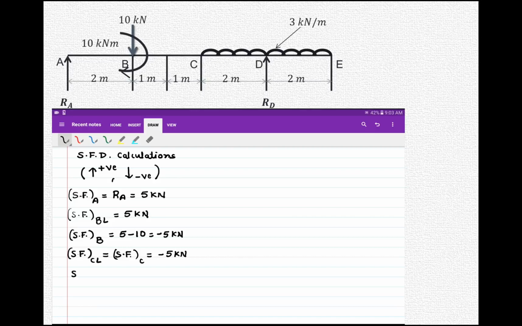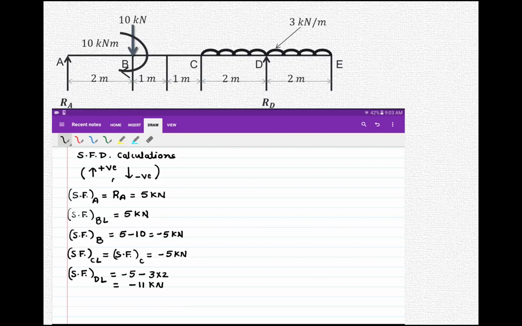Then shear force at D left, we have to take into consideration the effect of the UDL of 3 into 2 also into account, and that is acting in the downward direction. So total will be minus 11.